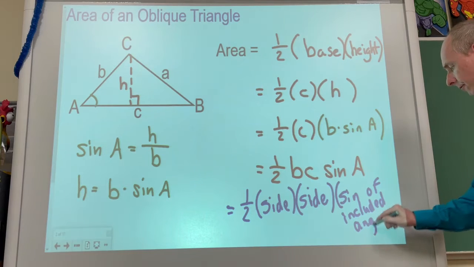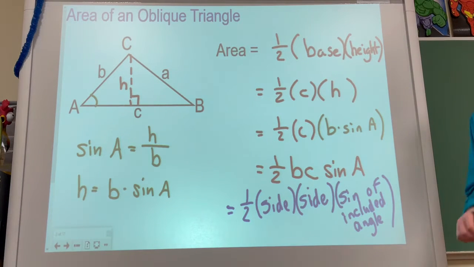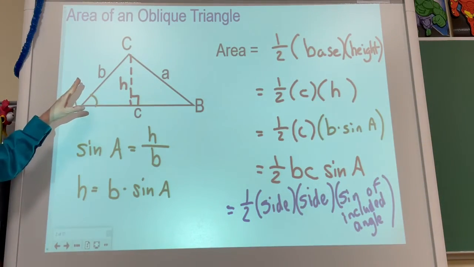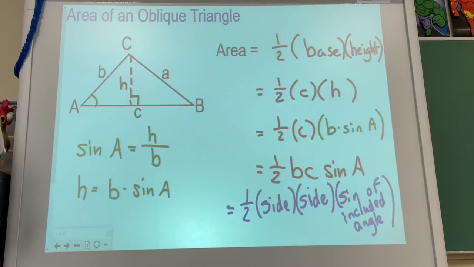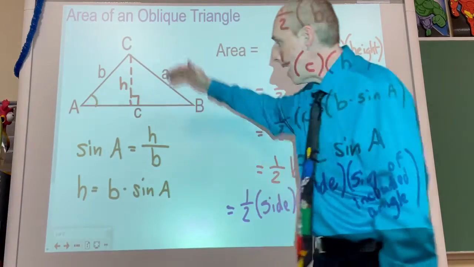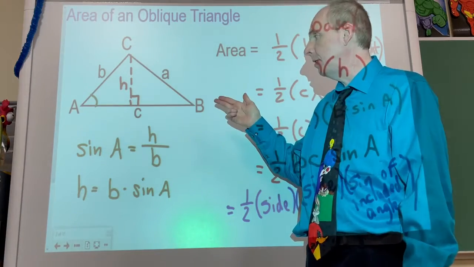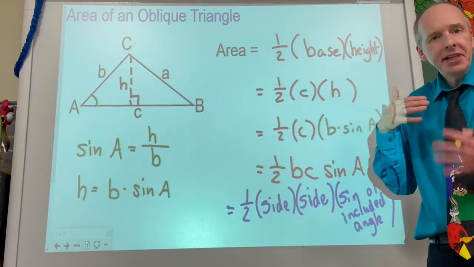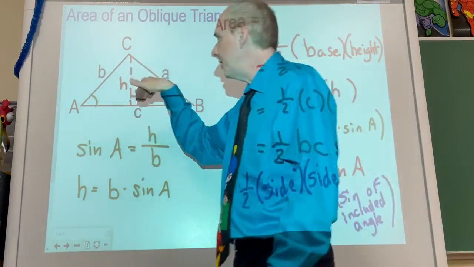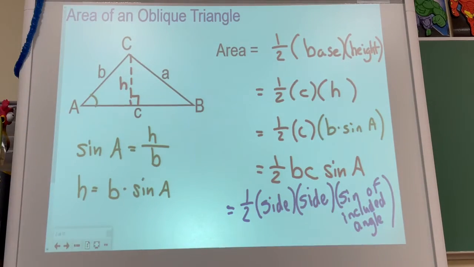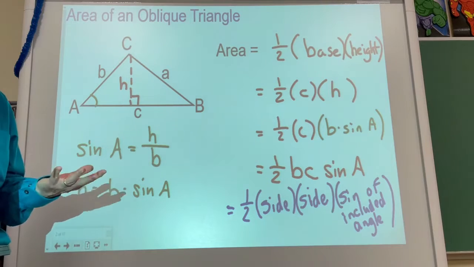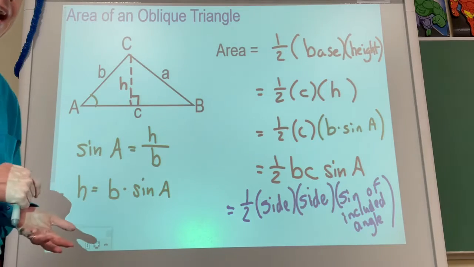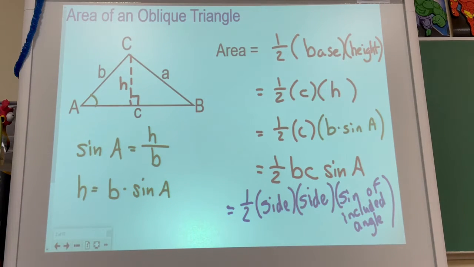When I say the included angle, I mean the angle between the two sides that you chose. So if you choose b and c, you want the angle in between, A. If you were to pick two different sides, let's say a and c, then you need the sine of angle B. So it's just the angle that you didn't use the side of, right? I used b and c, I didn't use a, so I want sine of A. 1/2 times the side times the side times the included angle's sine. That's our formula for the area of an oblique triangle.